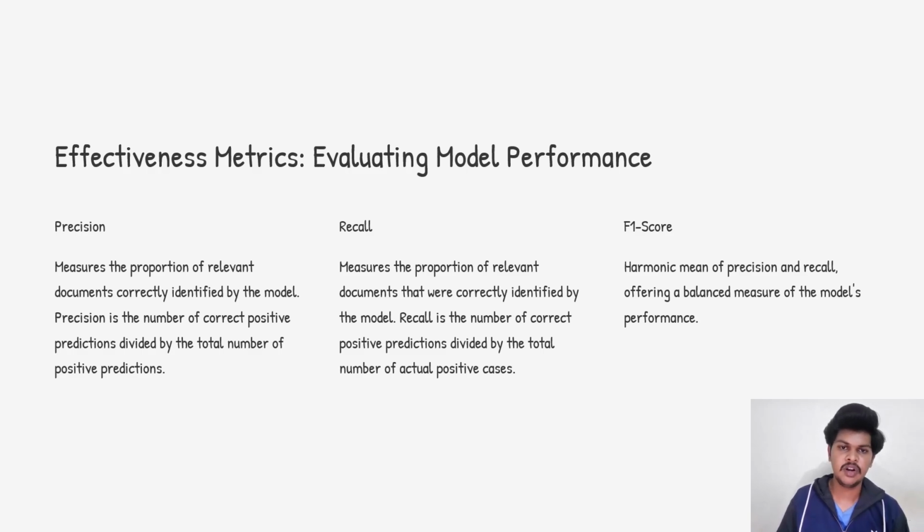Effectiveness of metrics. Evaluating model performance. First, precision. Precision measures the proportion of the relevant documents correctly identified by the model. Precision is the number of correct positive predictions divided by the total number of positive predictions. Second, recall. Recall measures the proportion of the relevant documents that are correctly identified by the model. Recall is the number of correct positive predictions divided by the total number of actual positive cases. Third, F1 score. The F1 score is the harmonic mean of precision and recall, offering a balanced measure of a model's performance.